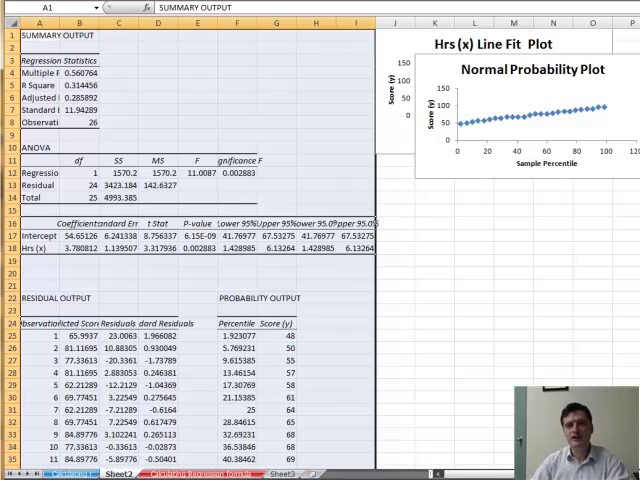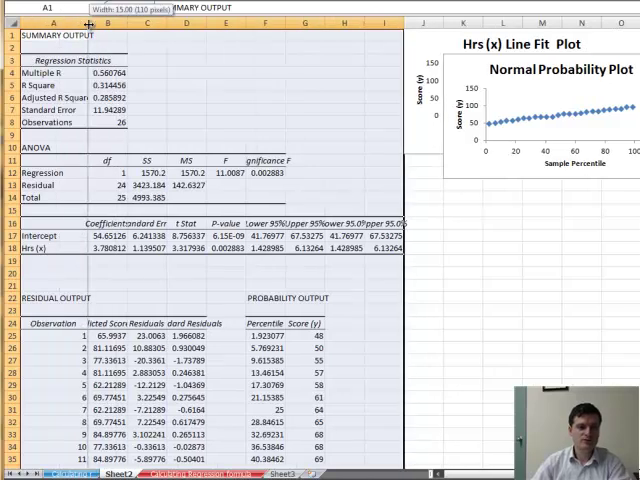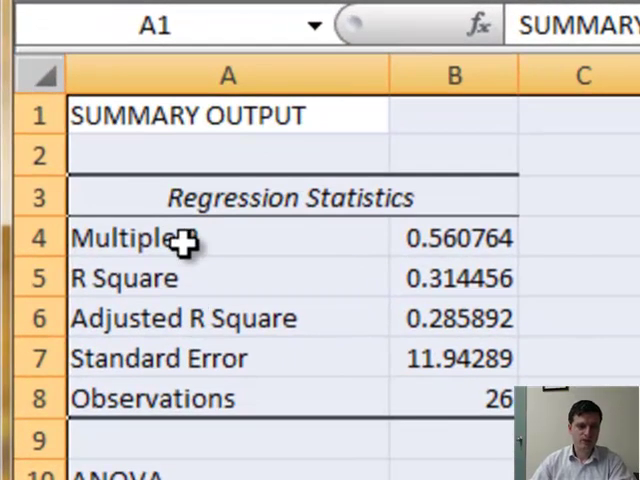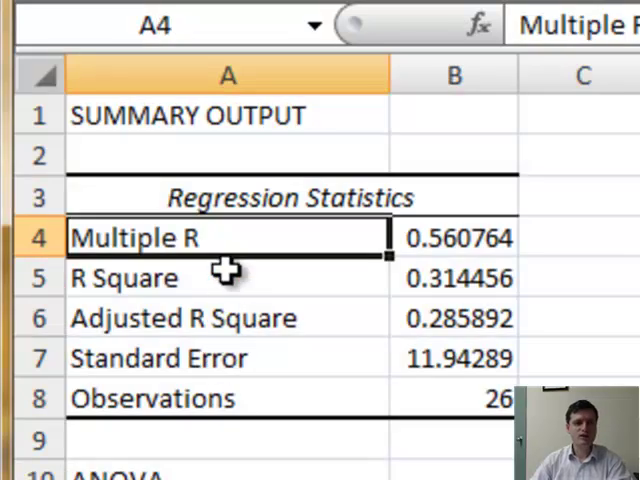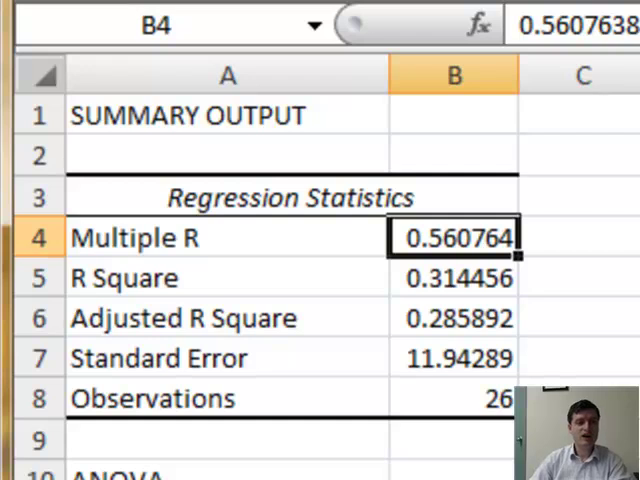and immediately Excel switches to the new sheet, gives us the summary output. Here's what we have here. We have the multiple R. The multiple R is actually the correlation coefficient. So we have an R of 0.56. Actually, that shows that there is a strong relationship between these two variables, right?